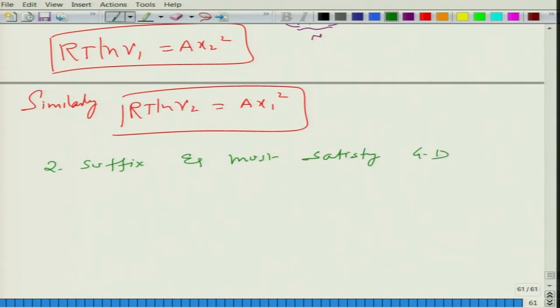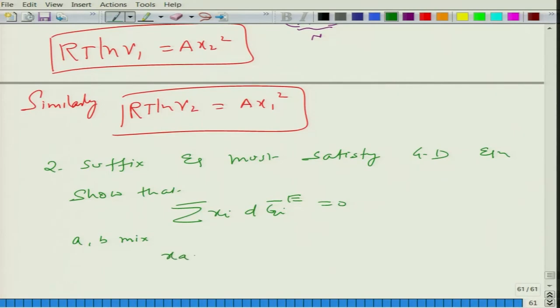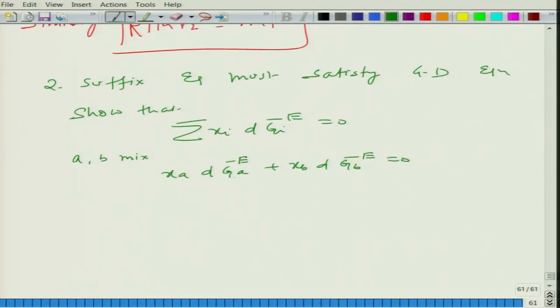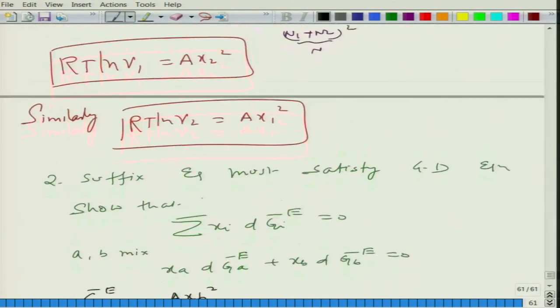So, let us check that for the case of the binary mixture, which essentially means show that summation xi dgi should be equal to 0. Okay. So, for the case of a mixture, let us say A and B mixture, this means that I can write this as dGA xA plus dGB xB. Okay. So, now you can find out the values. So, g A bar excess, by definition, is A xB square, and g B bar excess is A xA square, that is what we obtained, right.